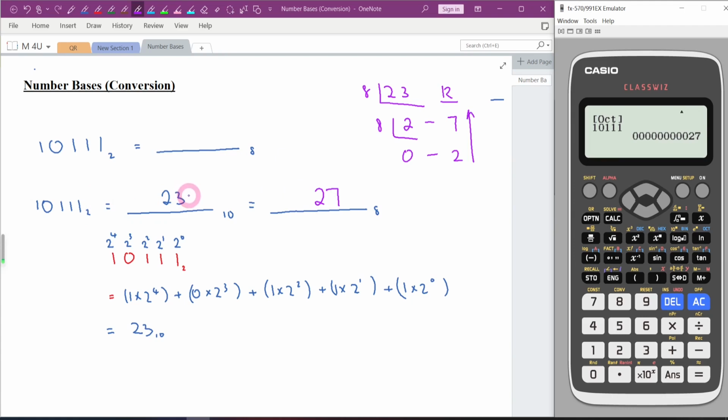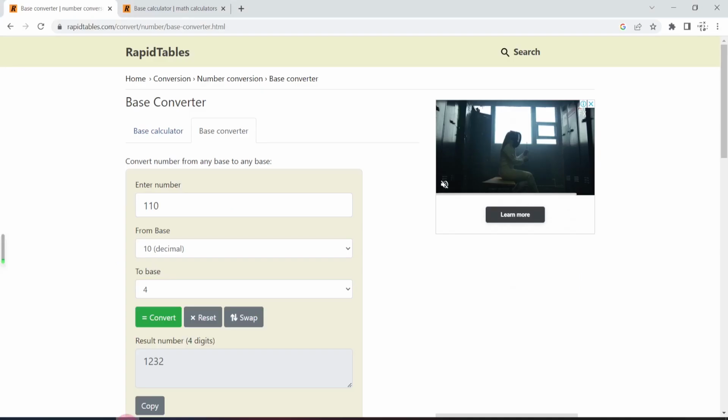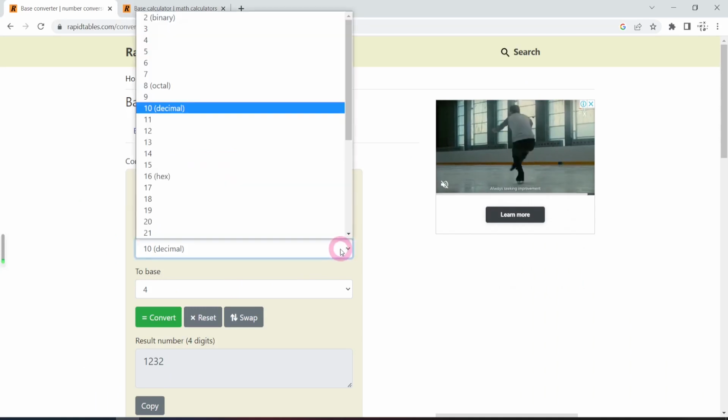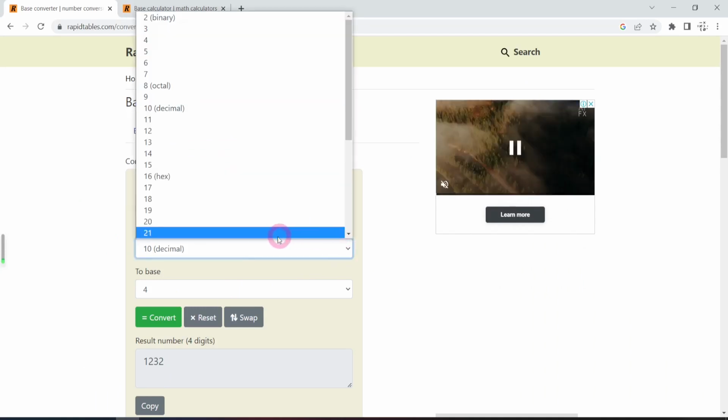So if you understand this concept, if I ask you to convert base 2 to base 4, or maybe base 5 to base 10, base 5 to base 6, and so on, using the same concept, you also can do the conversion yourself, right? So if you want to use this website to help you check, you just need to set the bases.